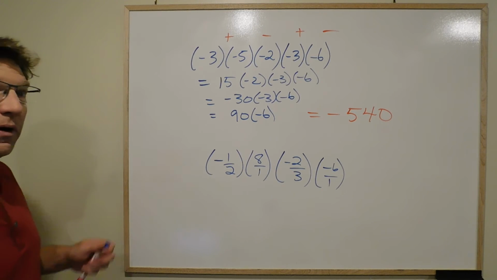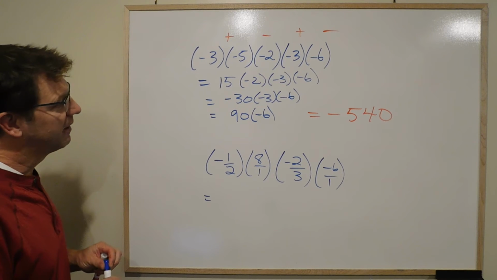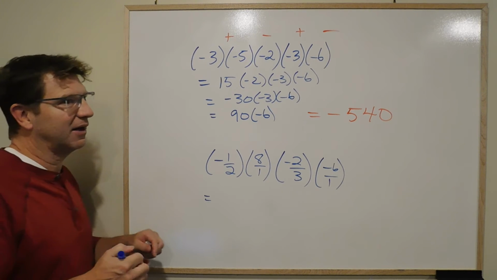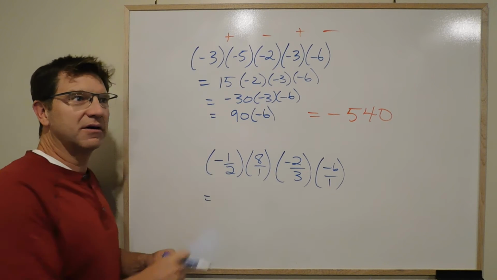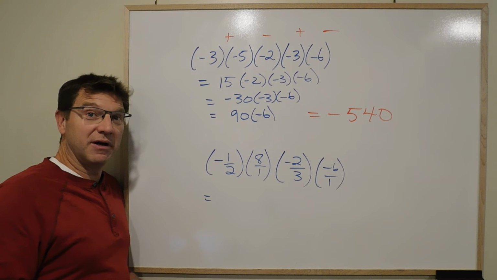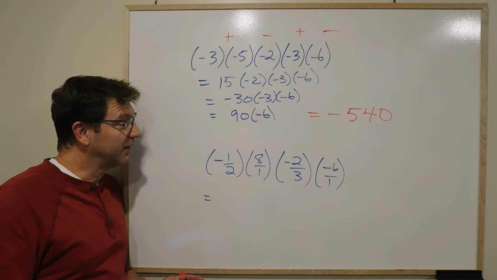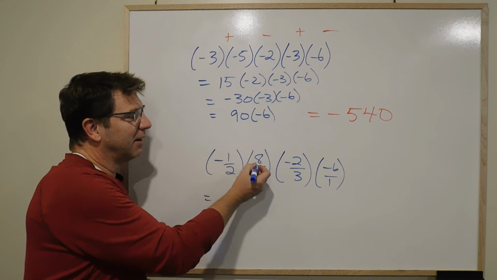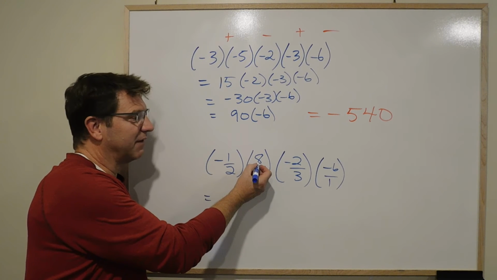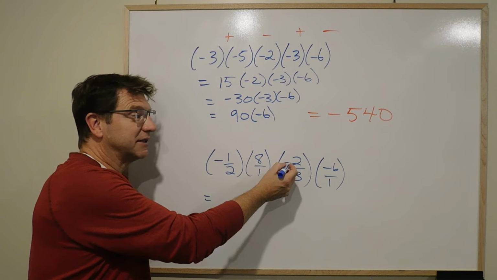Now, what I can do is I can multiply the numerator and then multiply the denominator. And the one thing you got to look at is the negative in the numerator or in the denominator, right? Well, you can put it in either. I would always put it in the numerator just for consistency purposes. Right? So negative 1 times positive 8 is negative 8. Negative 8 times negative 2 is positive 16.